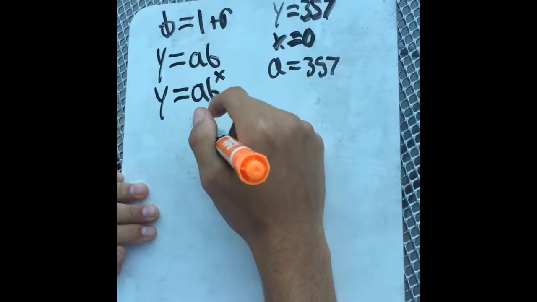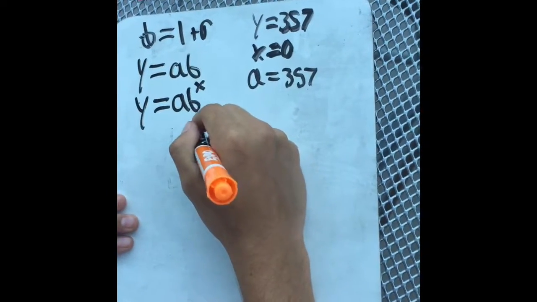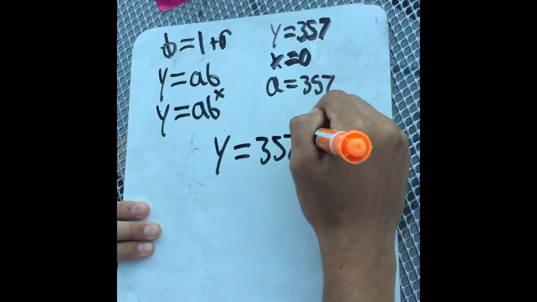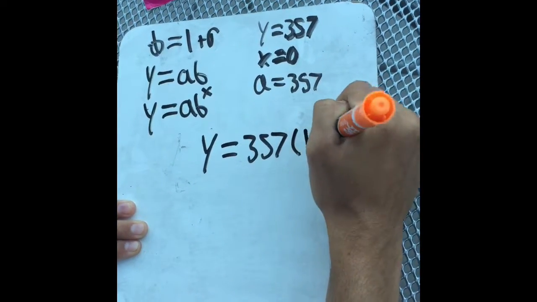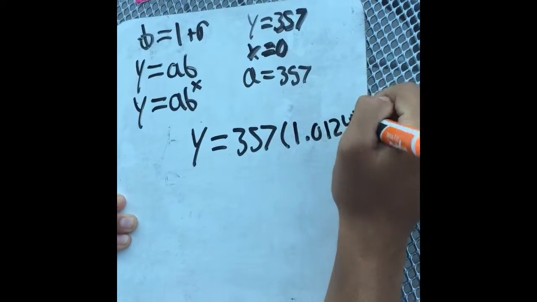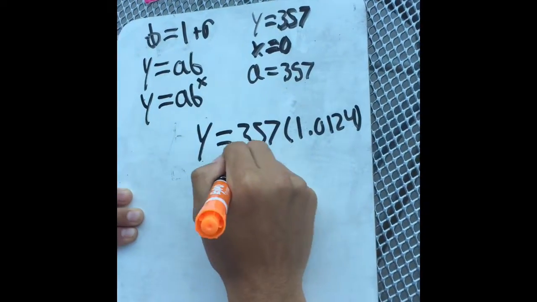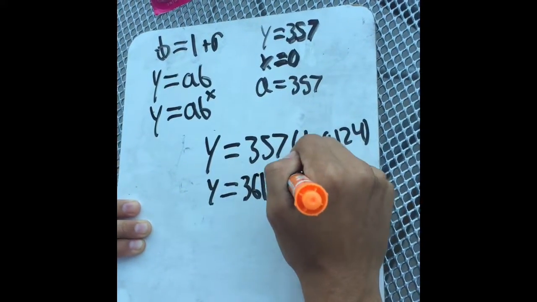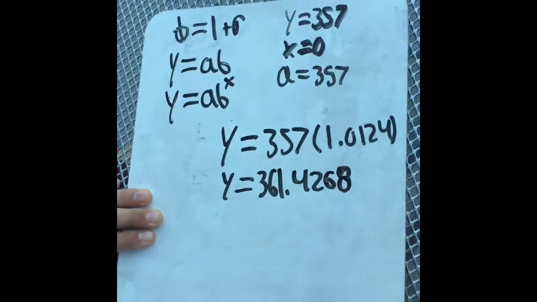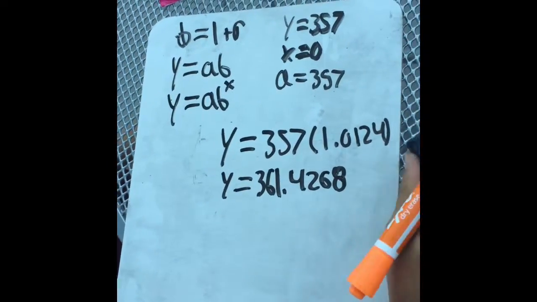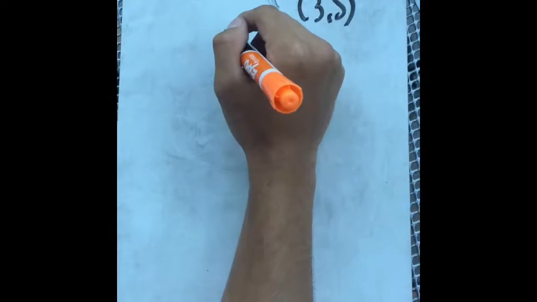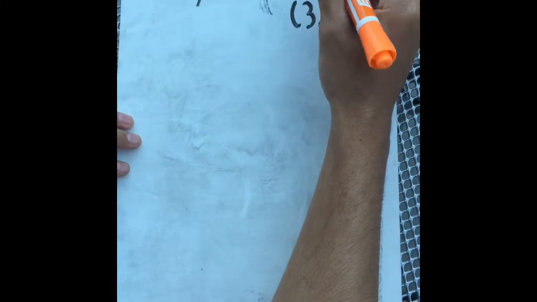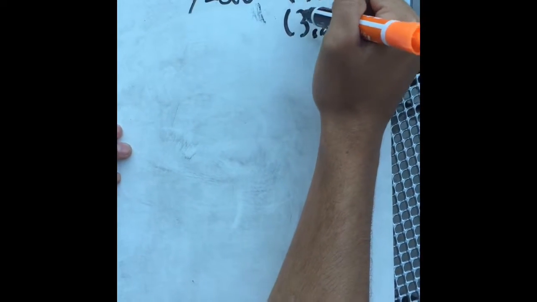Here we will input this into y equals a times b. So y equals 357 times 1.0124. This would equal y equals 361.4268. And that would be our answer to our equation. Next, we will be doing an exponential function, and our coordinates that we are going to be using are (9, 8) and (3, 5).